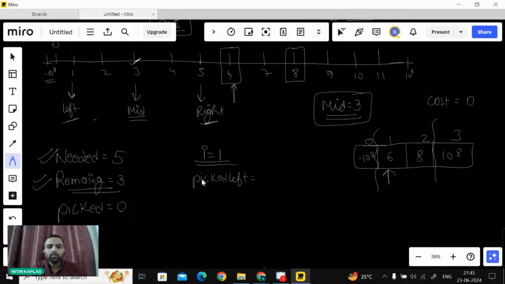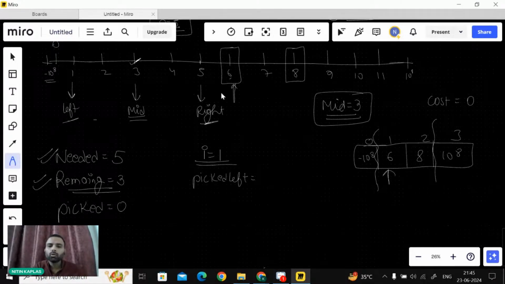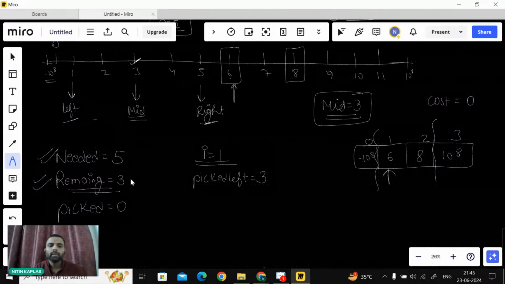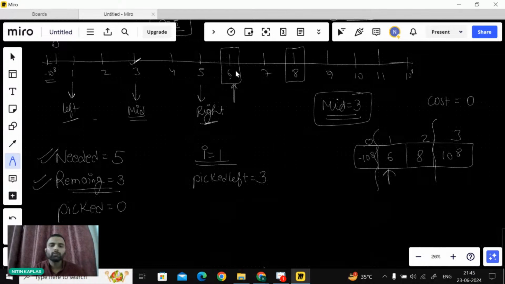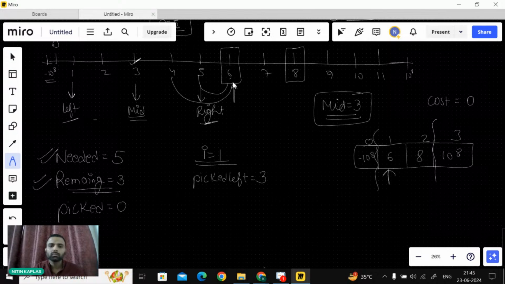So what is the range so that you can pick left? Pick left means remaining, which is 3 right now. Remaining means what is your range from that particular station. So pick left means you can pick at most this, this. So in this case, I buy this, buy this, buy this. So pick left is 3.